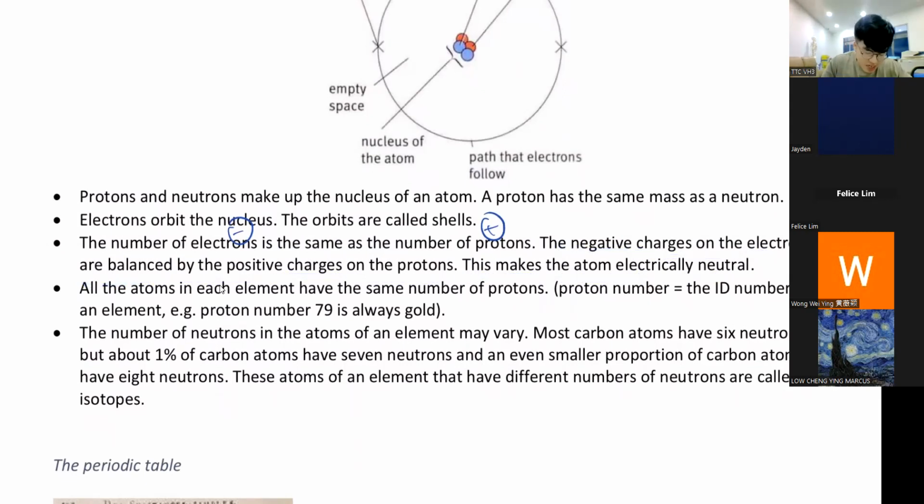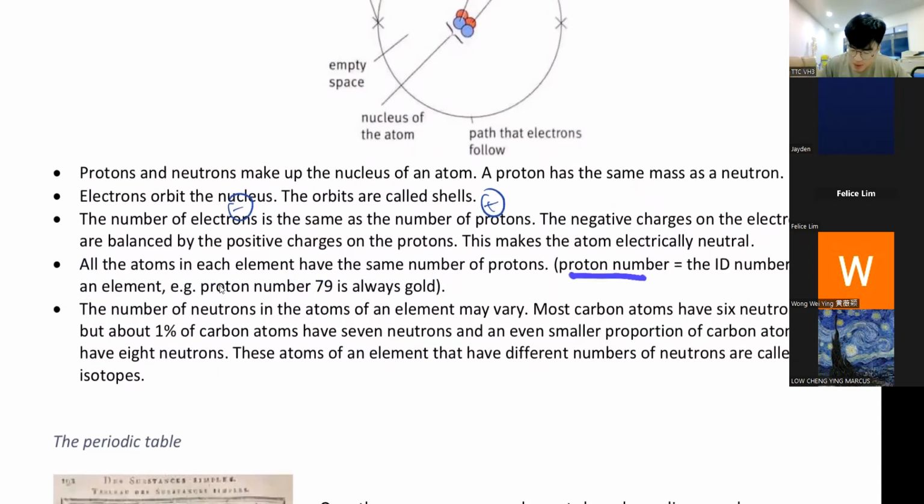And guys, pay attention here. All the atoms in each element have the same number of protons. Proton number is the ID number of an element. It's like your IC number. Think of it this way: your IC number, only you have it. Nobody shares the same IC as you, not normally anyway. So you have your own IC number. All the atoms have the same thing too.